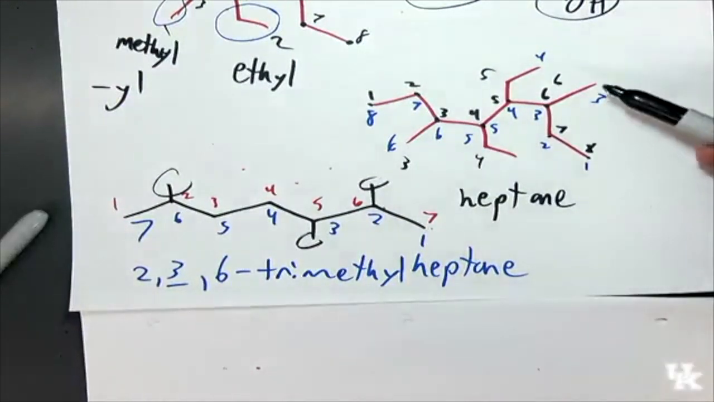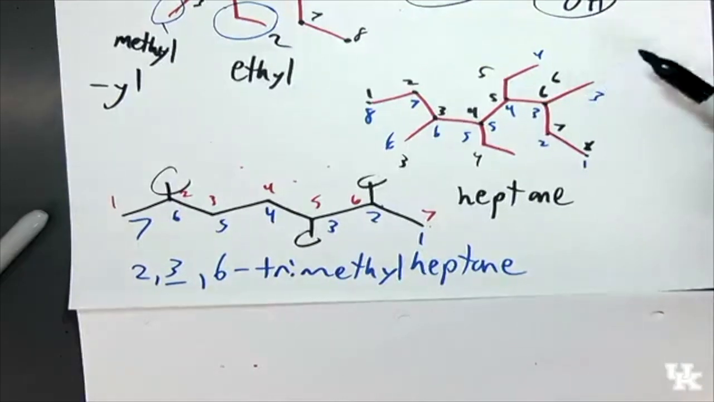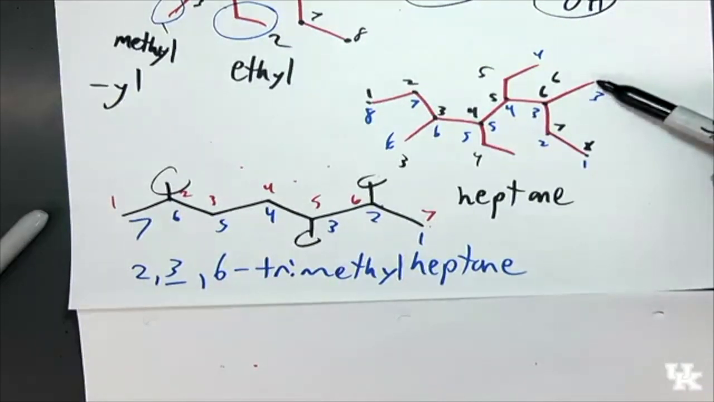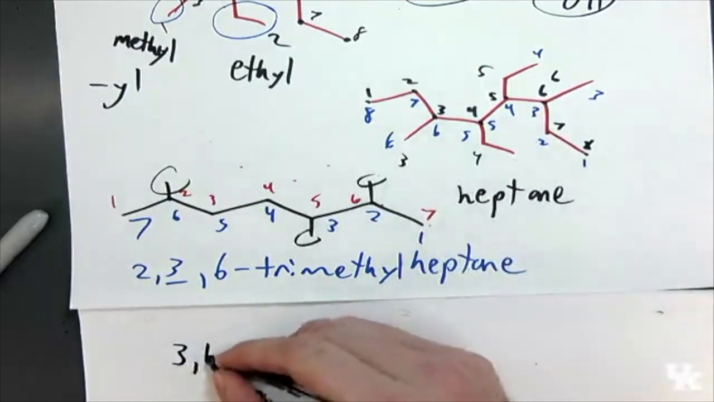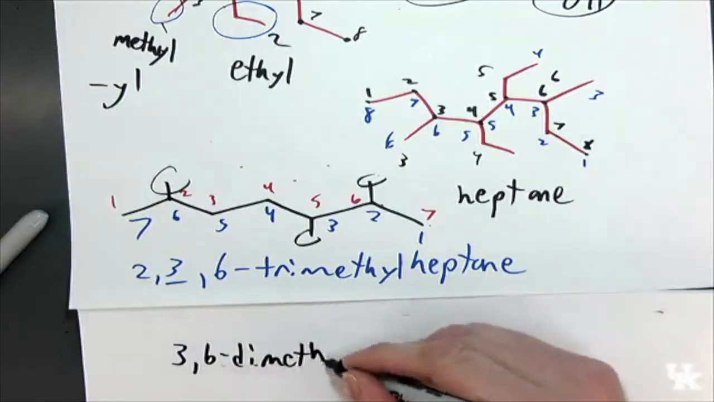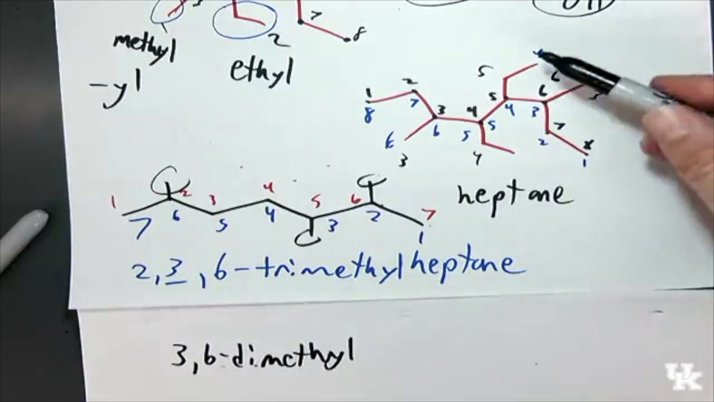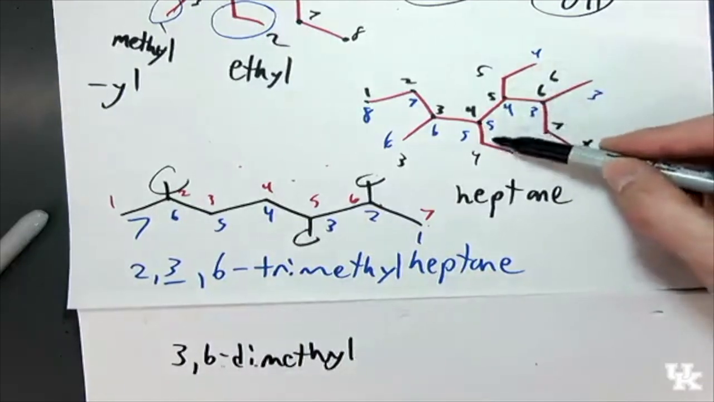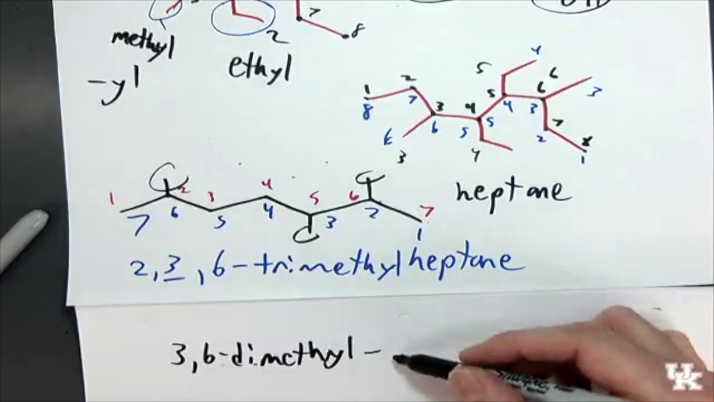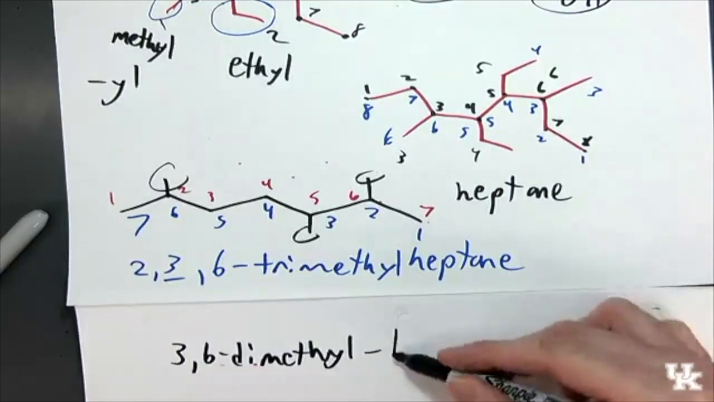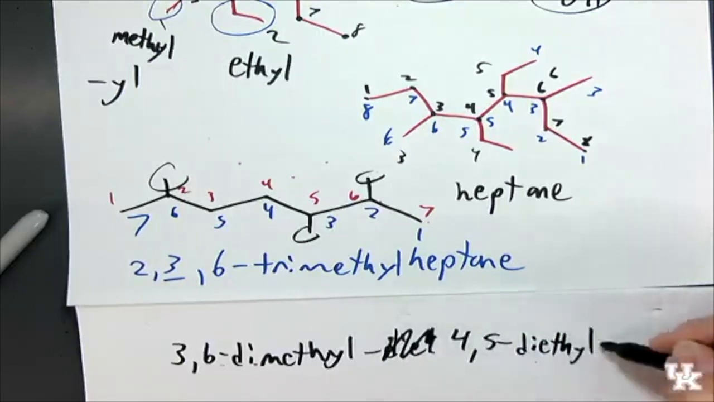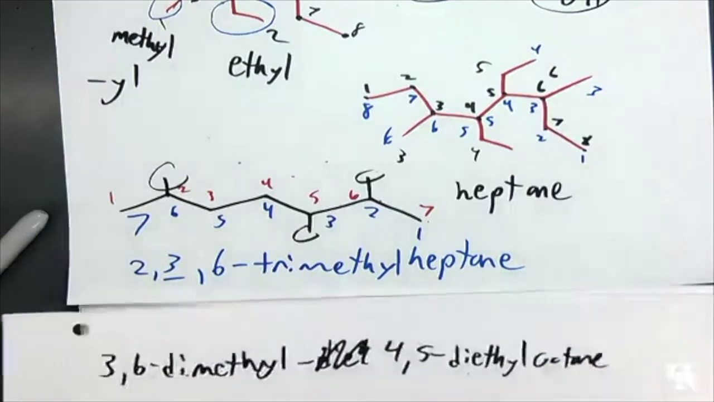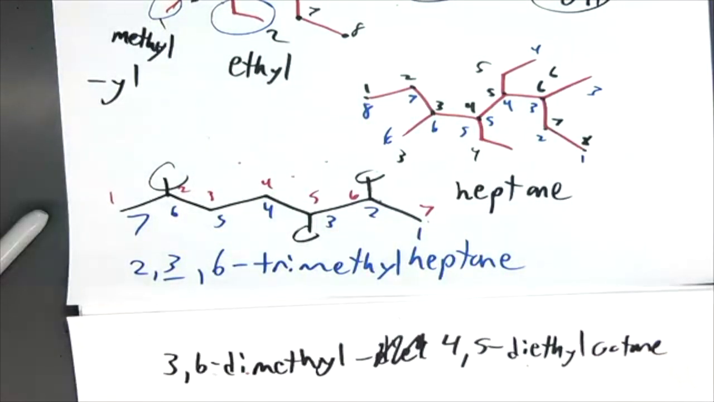So this molecule up top with all the numbers, very cluttered, is 3,6-dimethyl-4,5-diethyl. Oh, I messed that up already. Look at me. Good, this is a teachable moment. 4,5-diethyl octane. There we go. Okay, so I messed that naming up. Can anybody tell me what I did wrong?